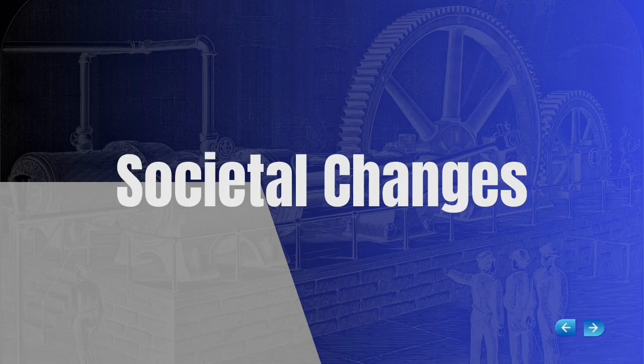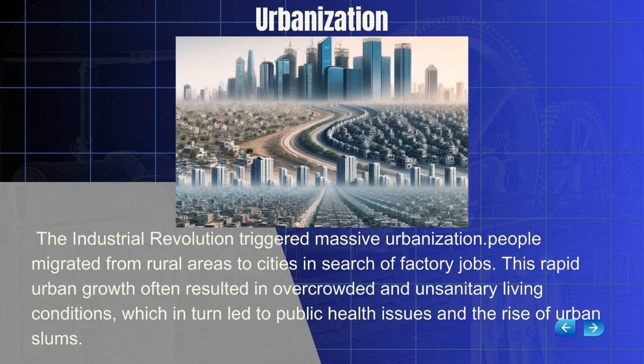Next is societal changes. First in societal changes is urbanization. The Industrial Revolution triggered massive urbanization. People migrated from rural areas to cities in search of factory jobs. This rapid urban growth often resulted in overcrowded and unsanitary living conditions, which in turn led to public health issues and the rise of urban slums.